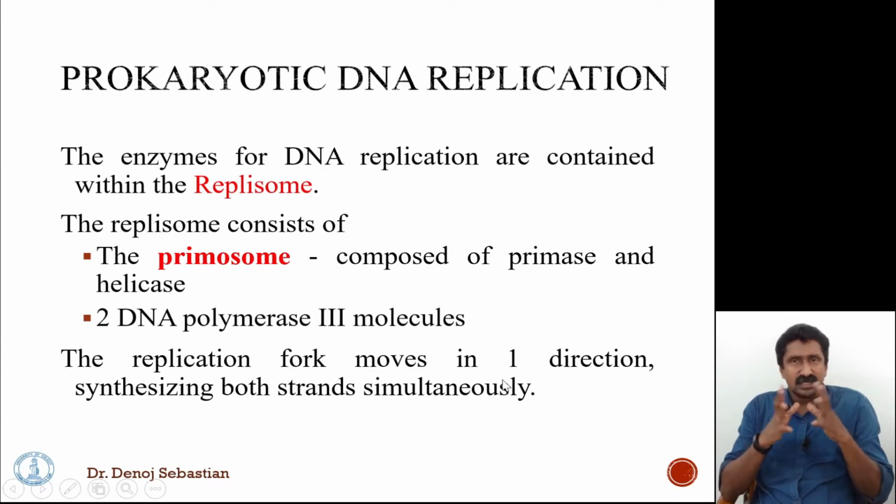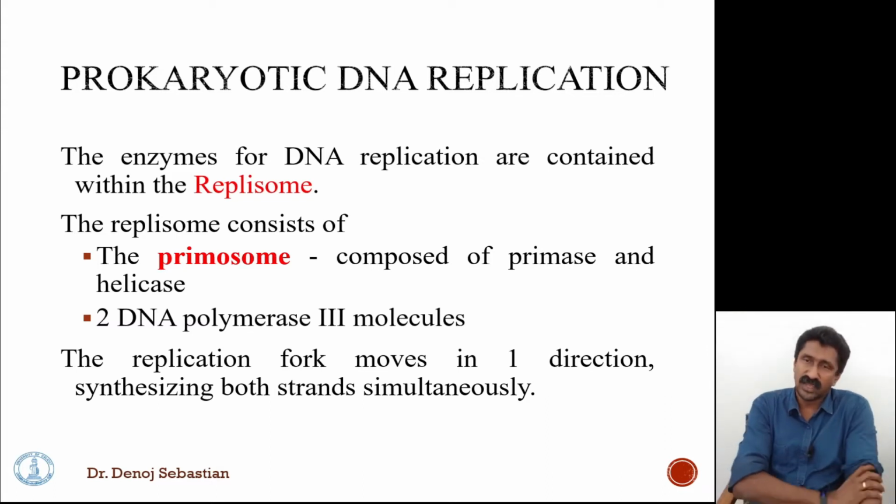The prokaryotic DNA replication. During this process, the enzymes for the DNA replication are contained within a complex known as the replisome, and this replisome actually consists of 2 parts. The replisome consists of a primosome. The primosome is the primase and helicase enzymes, and 2 units of the DNA polymerase 3 are also a part of the replisome.